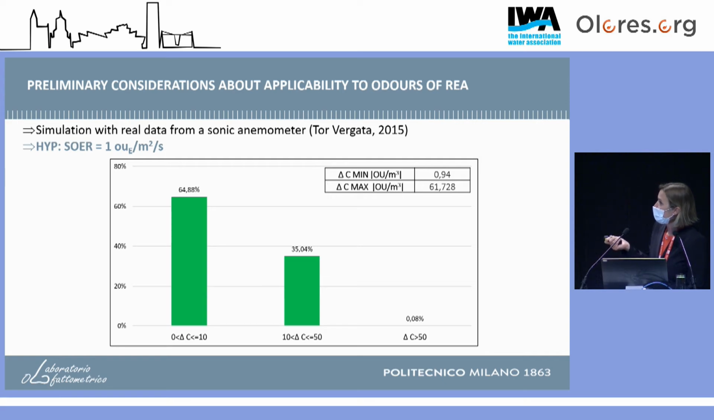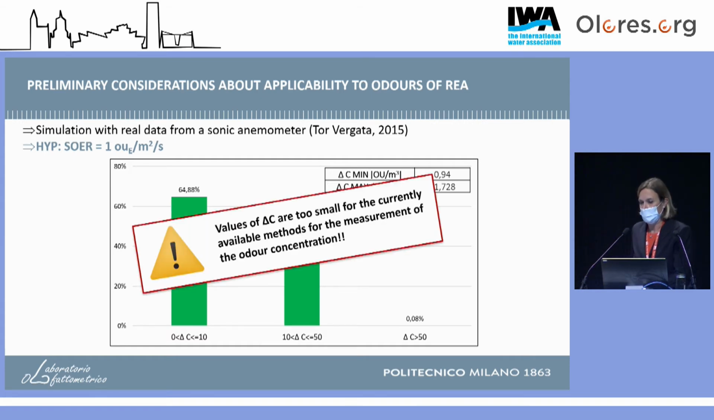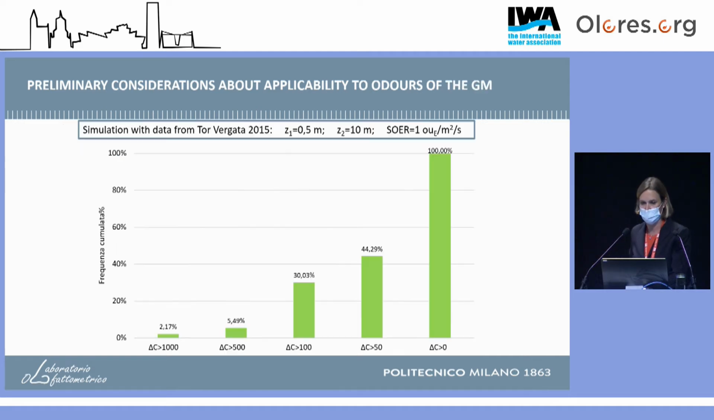But we can see that the number of data which present a difference in concentration above 50 odor units per cubic meter is negligible, is below 0.1%. Now, to be very honest, who works with olfactometry knows that measuring difference of concentrations below 50 odor units per cubic meter starts becoming quite difficult. So the conclusion is probably this method is not good for being applied to direct odor concentration measurements.